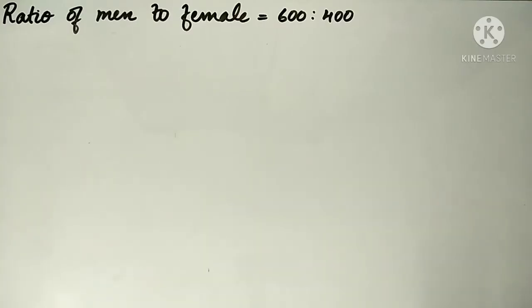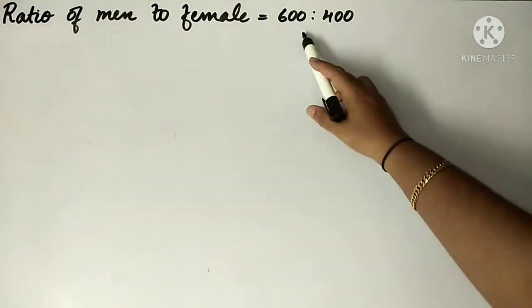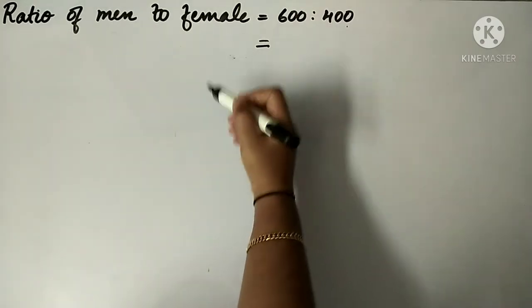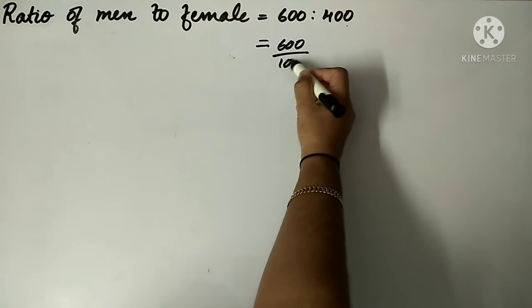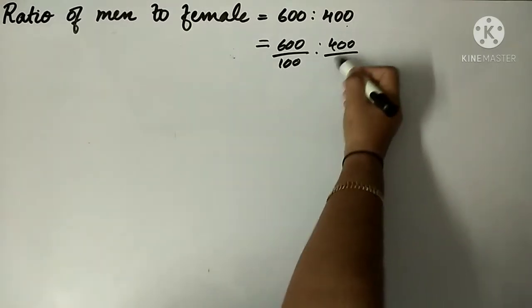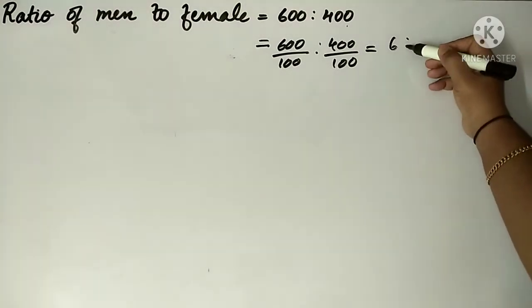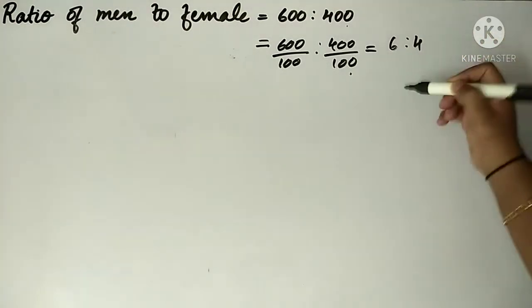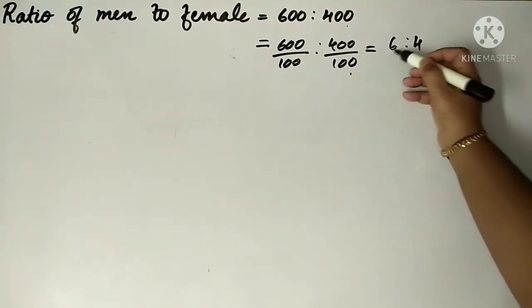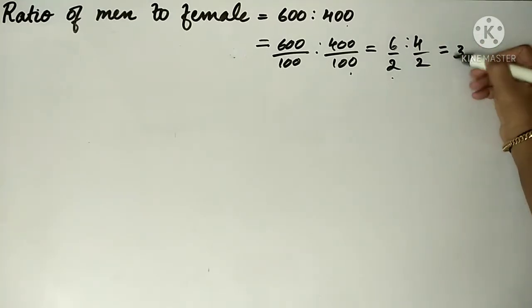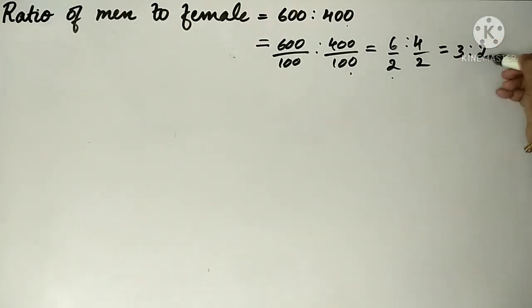According to the question, the ratio of male to female in the cooperative society is 600 is to 400. Here 100 is a common factor, so we divide both sides by 100. 600 by 100 is 6, 400 by 100 is 4. Again, here 2 is a common factor, so divide both sides by 2. 6 by 2 is 3, 4 by 2 is 2. So the ratio of men to female is 3 is to 2.